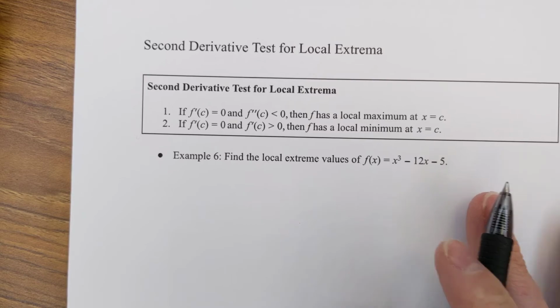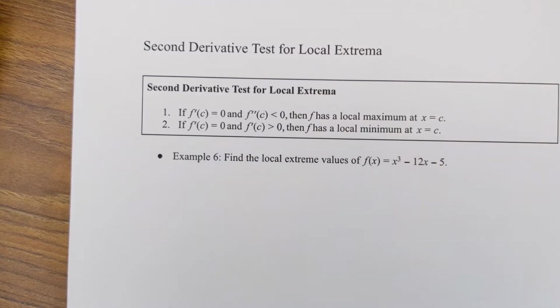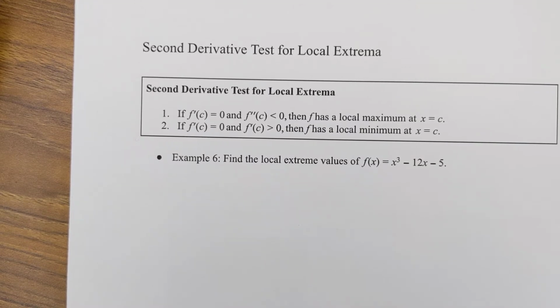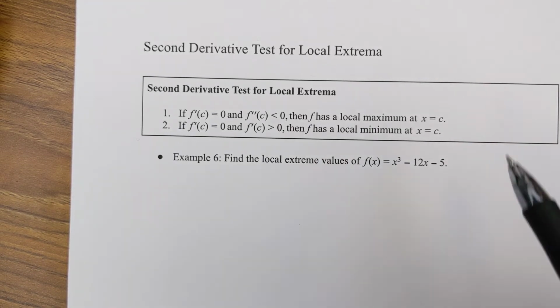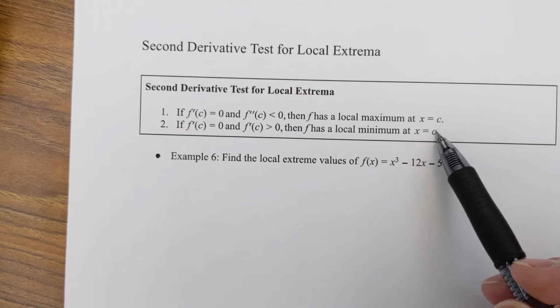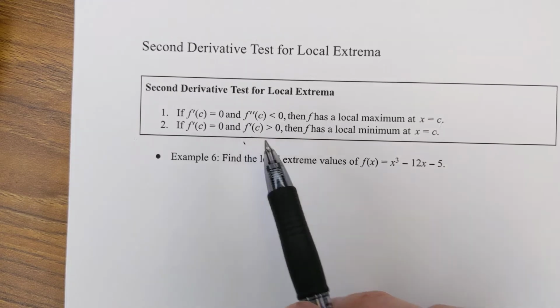Okay, second derivative test for local extrema. So you can use this if you don't want to use the sign chart for finding max or mins. So you find the critical value still using the first derivative, but then you plug those critical values into the second derivative.